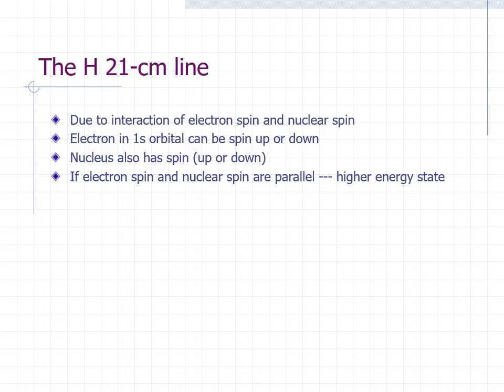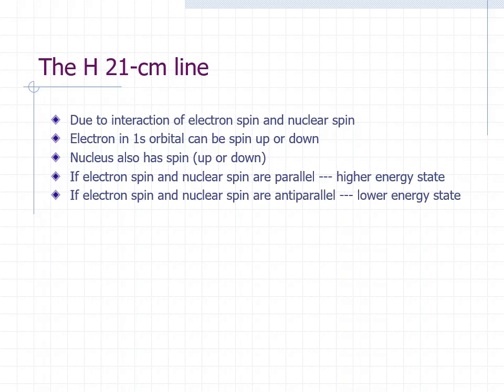If the electron spin and the nuclear spin are aligned or parallel, the system is in a slightly higher energy state. If the spins are opposite or antiparallel, the system is in a slightly lower energy state. The energy difference between these two configurations is very small, but it is measurable. When the electron transitions from the higher energy parallel configuration to the lower energy antiparallel configuration, a photon is emitted. This photon has a wavelength of approximately 21 centimeters.